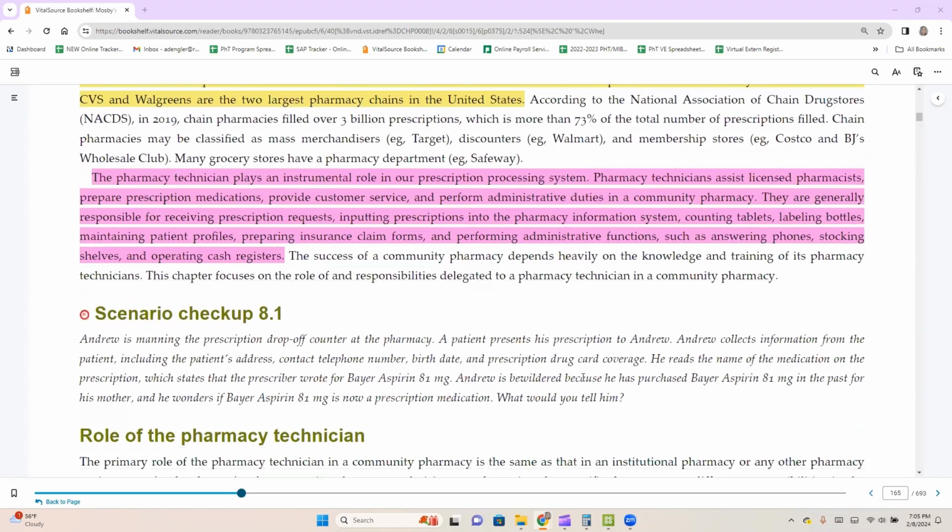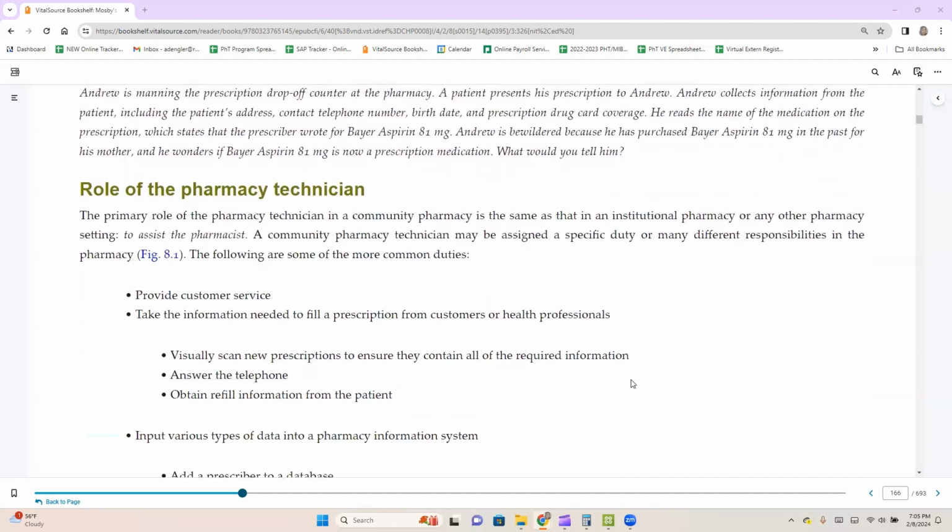The pharmacy technician plays an instrumental role in our prescription processing system. Pharmacy technicians assist licensed pharmacists prepare prescription medications, provide customer service, and perform administrative duties in a community pharmacy. They are generally responsible for receiving prescription requests, inputting prescriptions, counting tablets, labeling bottles, maintaining patient profiles, preparing insurance claims, and performing administrative functions such as answering phones, stocking shelves, and operating cash registers.